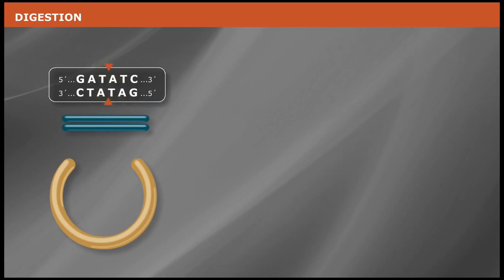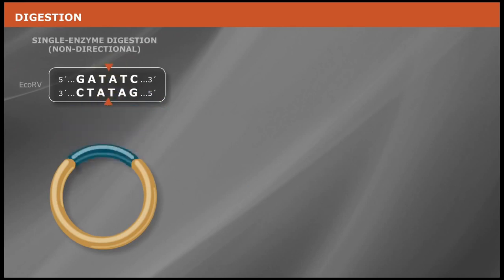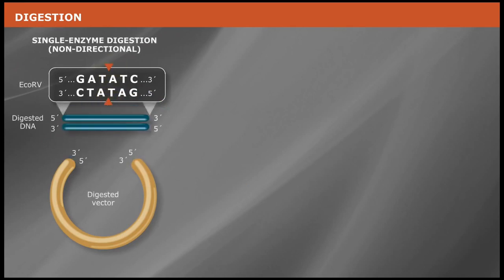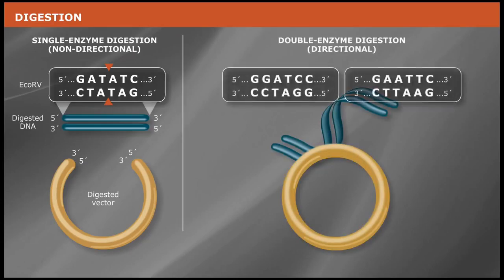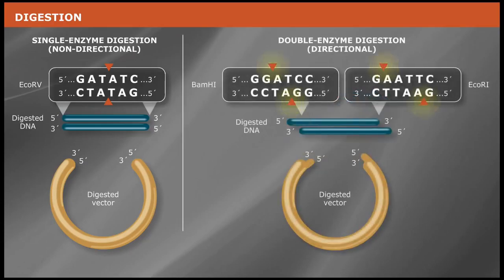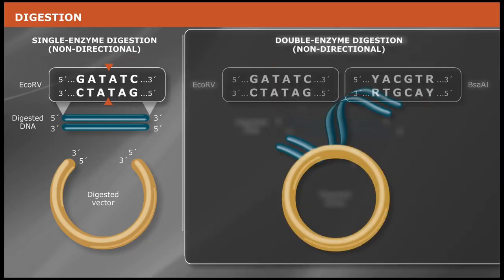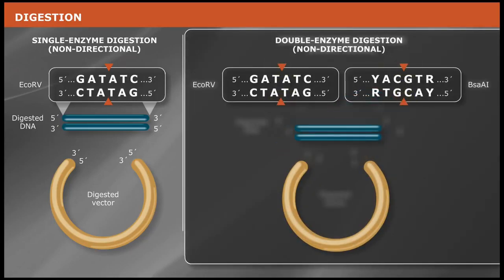Digest your vector and DNA fragment of interest with a single restriction enzyme for non-directional cloning, or a pair of restriction enzymes possessing different cleavage sites for directional cloning. Use of two different enzymes that produce blunt ends creates a non-directional cloning strategy. If you are using a single restriction enzyme or two enzymes that produce blunt ends, additional screening may be required.